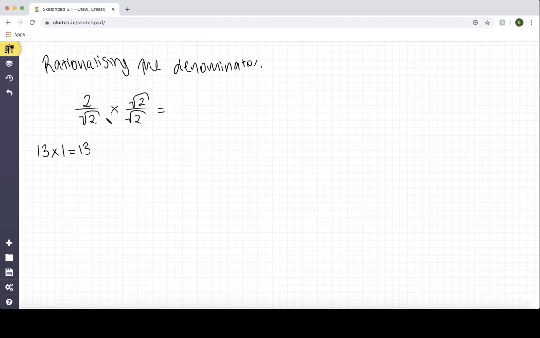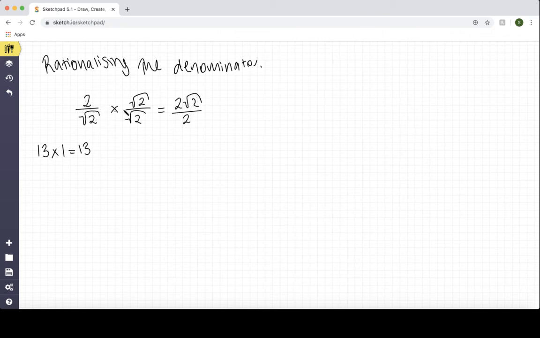You times the top numbers together and you times the bottom numbers together. So let's do 2 times the square root of 2. Well, we can just write that as 2 times the square root of 2. And then this is divided by the square root of 2 times the square root of 2, which we know is 2. So now you can see that we have a fraction exactly the same as this one.